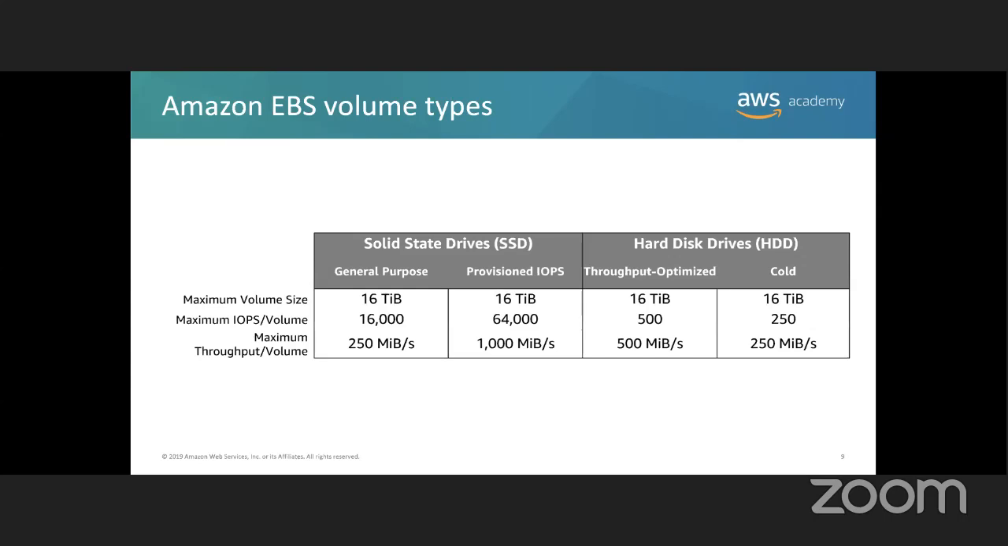Now, EBS volume types. This is something, guys, that you have to remember. They're going to be in your exam, most likely. I cannot guarantee that they will be, but I can tell you that they most likely will be. Okay. So solid state drive, SSD, is of course more expensive than HDD, right? So you have to remember these four types of volumes, right? General purpose, provisioned IOPS, that's input output per second, throughput optimized, and cold.